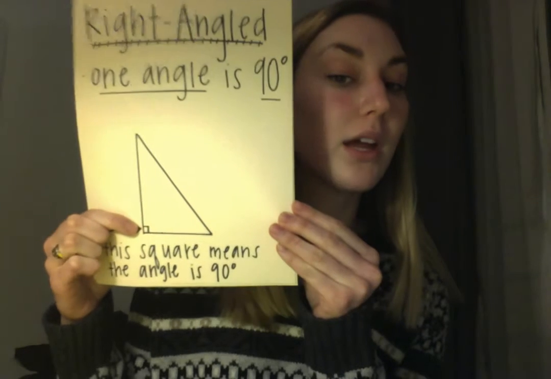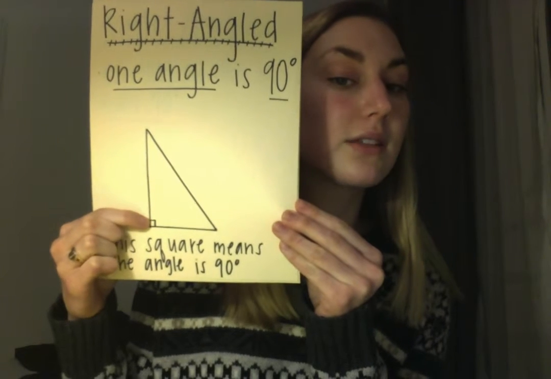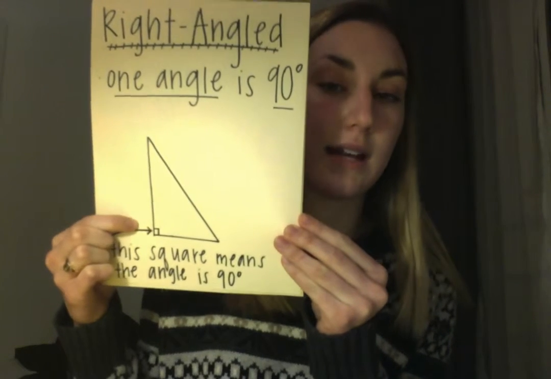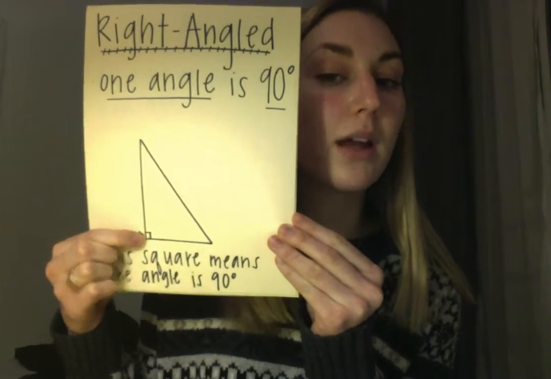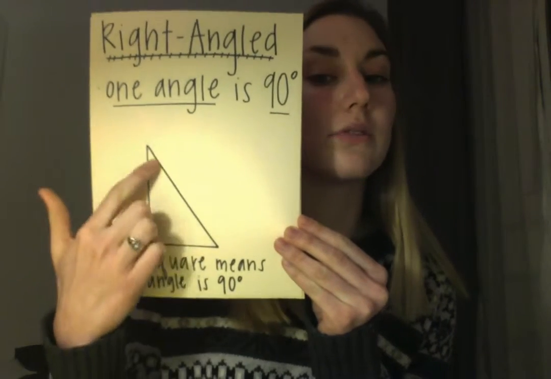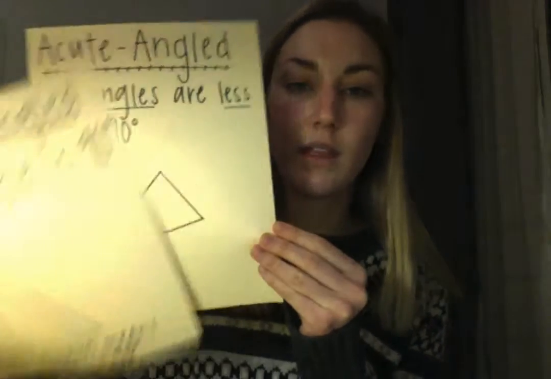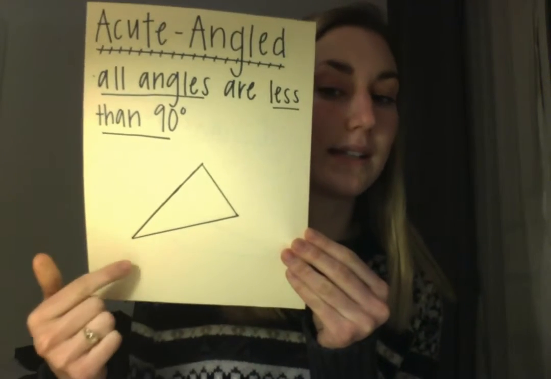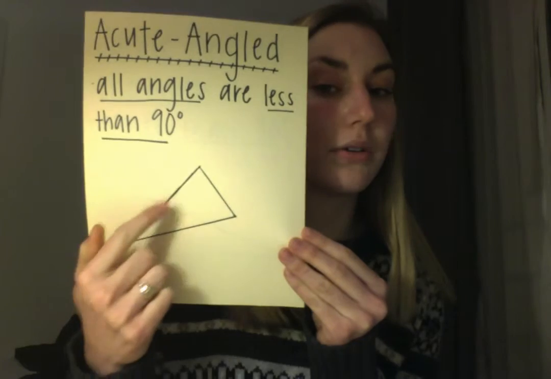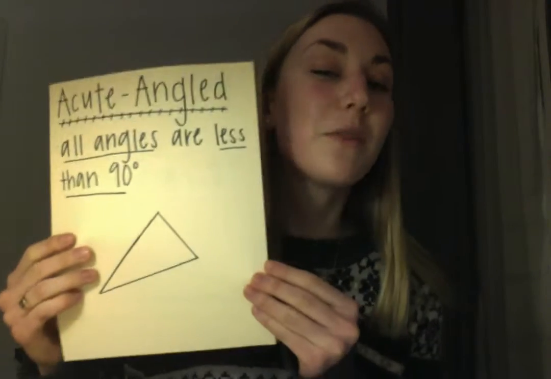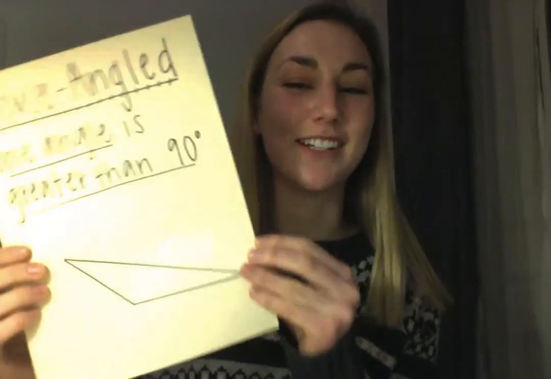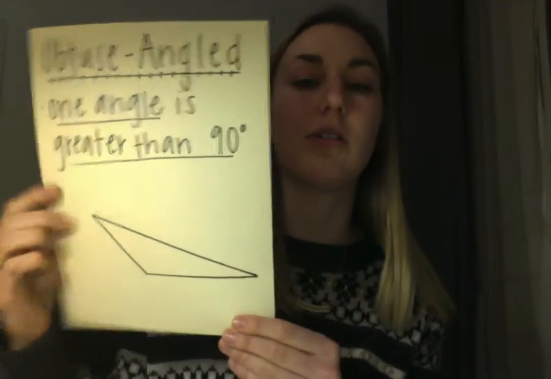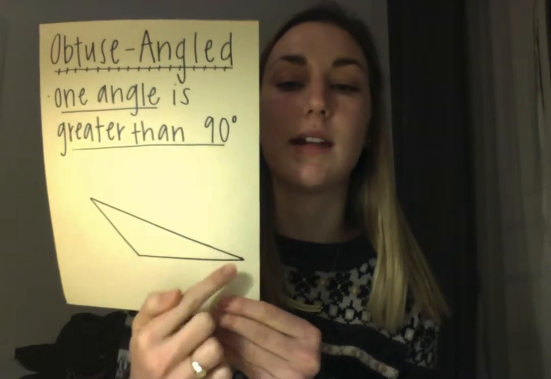And if you remember, when you see this mark here, this little square, that means that it's a 90-degree angle. So look for that mark, and that tells you this is a right angle triangle. Then we have acute angle triangles, where all angles are less than 90 degrees. They're all acute angles. And then what's an obtuse angle? Exactly, more than 90 degrees. So an obtuse angle triangle is when one angle is greater than 90 degrees.